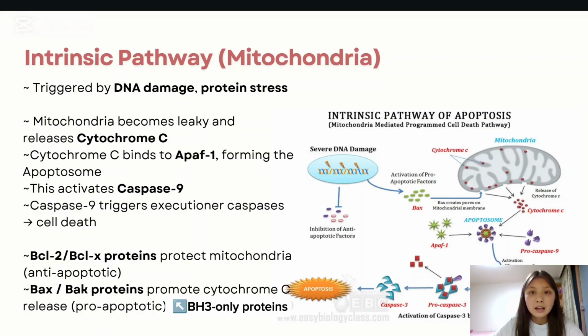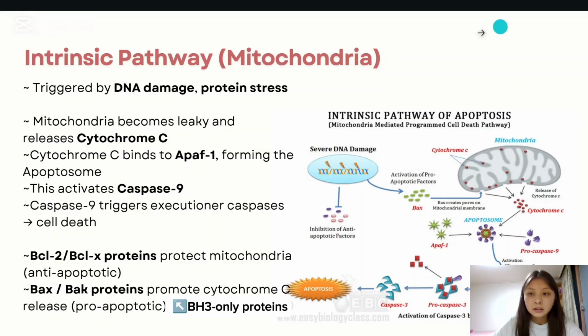binds with APAF1 proteins, apoptosis activating factor 1 proteins, and together they form an apoptosome. This apoptosome complex then binds with caspase 9 and begins to cleave to activate other caspase 9 enzymes. Together, all of them activate executioner caspases, caspase 3 or caspase 6, and this leads the cell to death. From the diagram here, you can observe how this process occurs in detail.